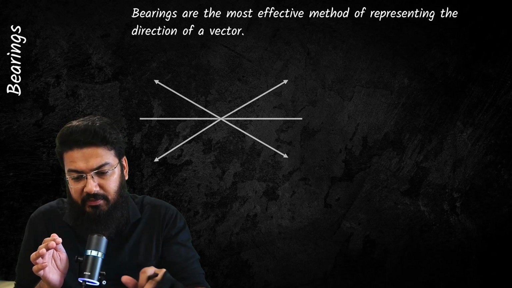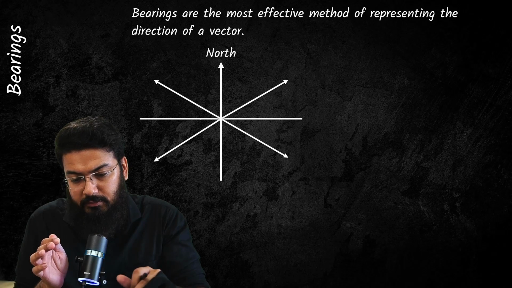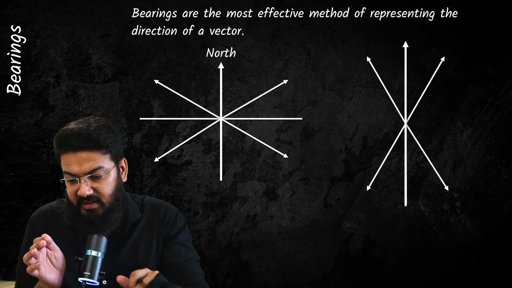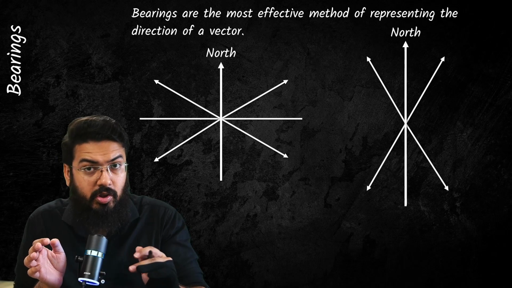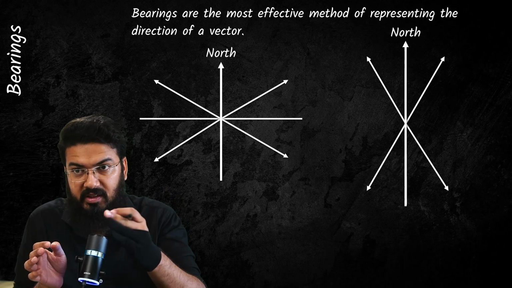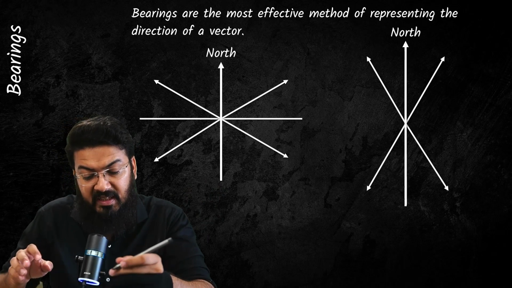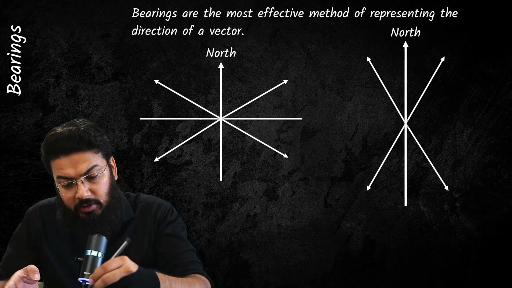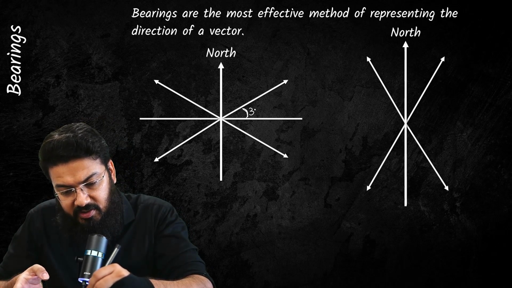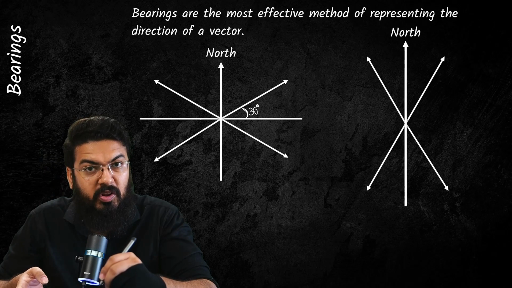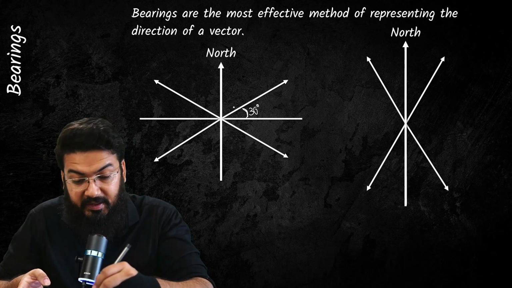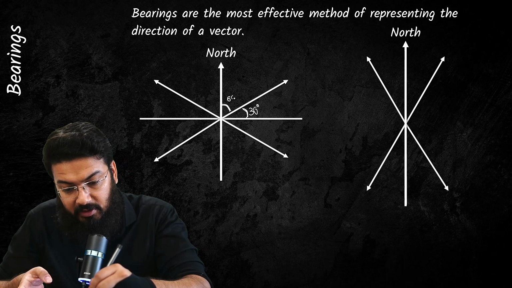Bearing is basically any angle from the north. Let's say you have a north here, and this right here is a north as well. Each of the angles that we saw previously, 30 degrees from the horizontal, four different ones, and 30 degrees from the vertical, four different ones, has a different bearing. Let's say this is 30 degrees from the positive x-axis, but it has a bearing of exactly 60 degrees.